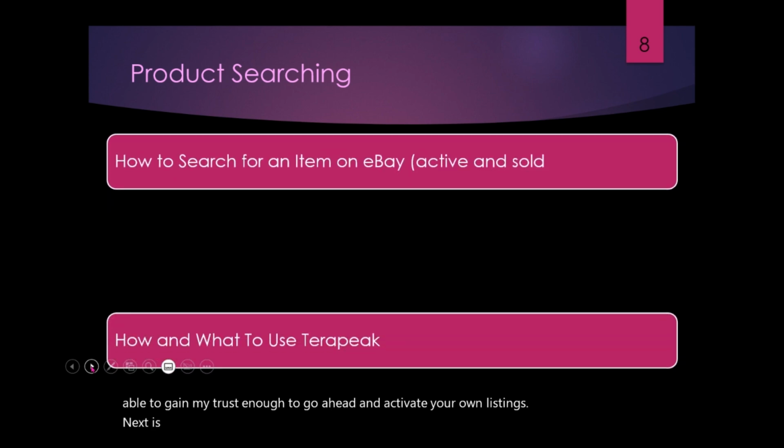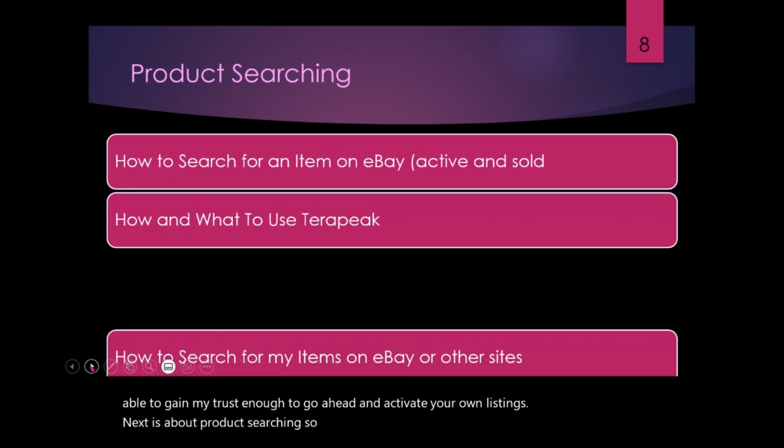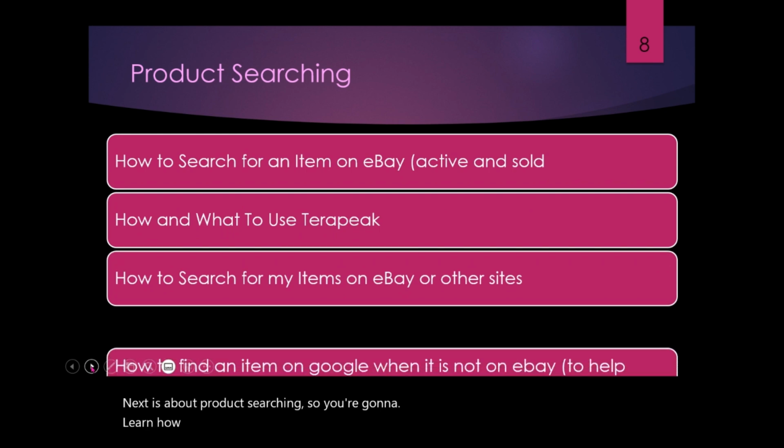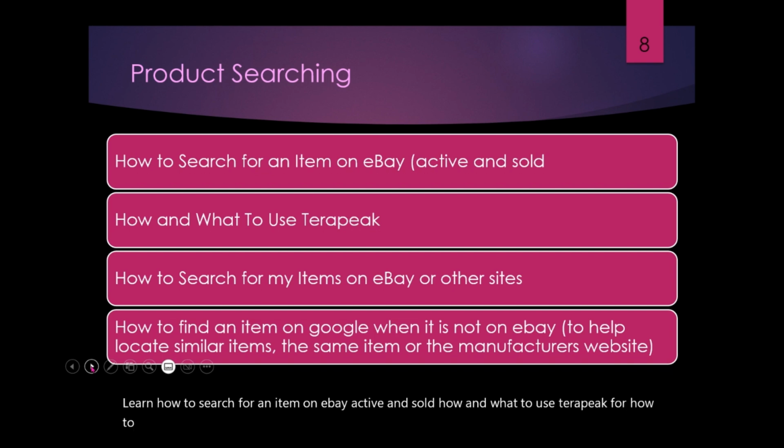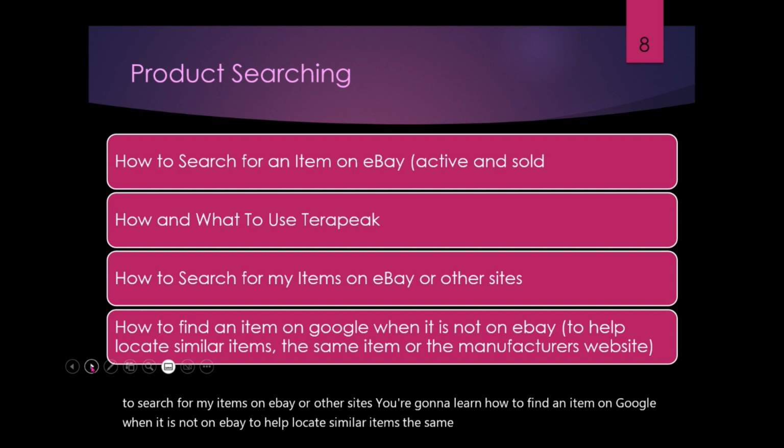Next is about product searching. You're going to learn how to search for an item on eBay active and sold, how and what to use Terapeak for, and how to search for my items on eBay or other sites. You're going to learn how to find an item on Google when it is not on eBay to help locate similar items, the same item, or the manufacturer's website.